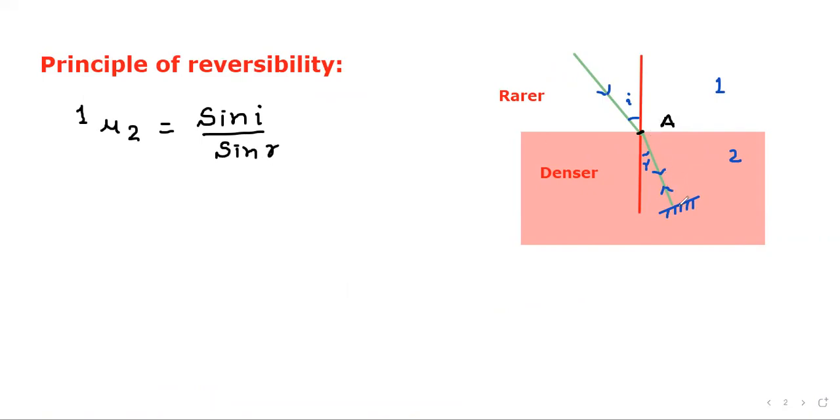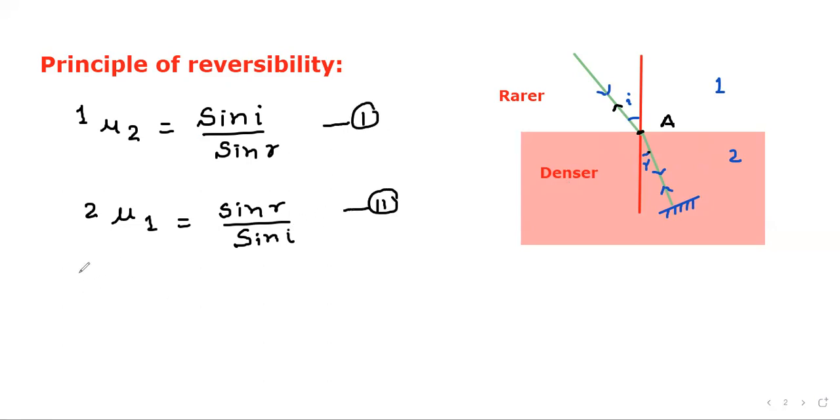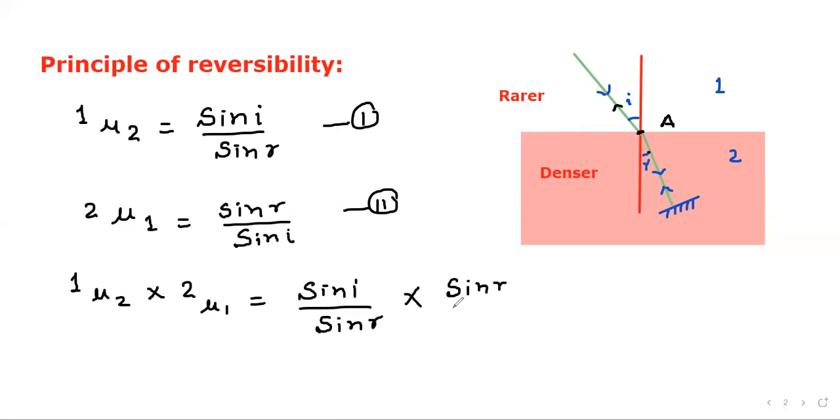Now, when the ray retraces its path, the refractive index of first medium with respect to second medium will be 2 mu 1. This time we will take this angle in the numerator, so sine R divided by sine I. This is equation number 1. This is equation number 2. Now we multiply 1 mu 2 multiplied by 2 mu 1 equal to sine I upon sine R multiplied by sine R divided by sine I, which will be 1. Thus, 1 mu 2 equals 1 upon 2 mu 1.